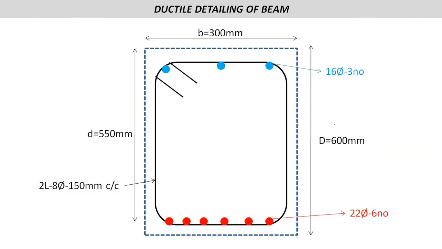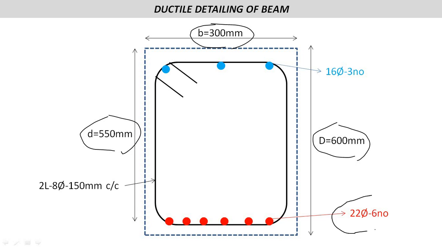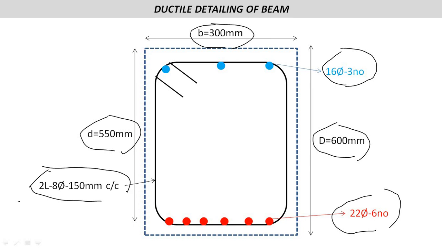So we will see the cross section, where you can see it easily. Here the overall depth of the beam is 600 mm, the effective depth is 550 mm, and the width of the beam is 300 mm. We have provided the bottom reinforcement as 22 dia 6 numbers, and the top reinforcement as 3 numbers of 16 diameter, and the stirrups as two-legged 8 mm diameter at 150 mm center to center. Here we have completed the design, or you can say the ductile detailing, of the beam.